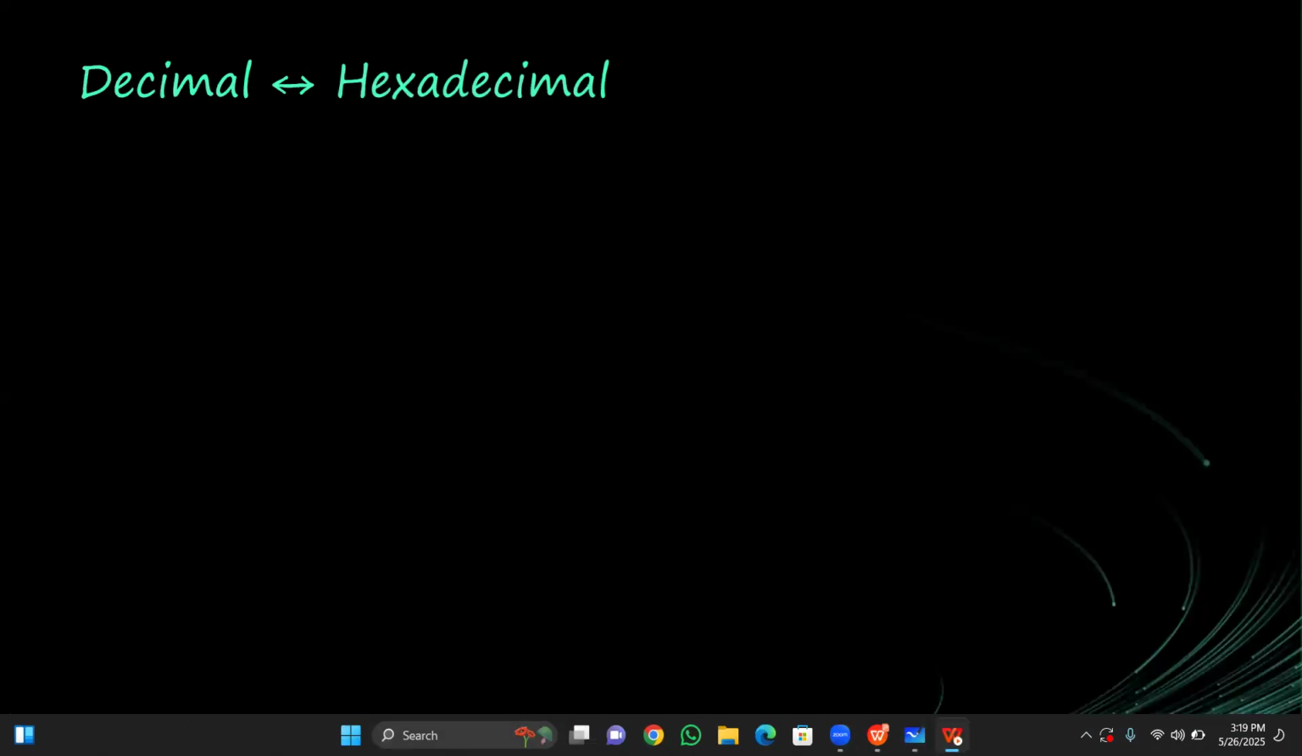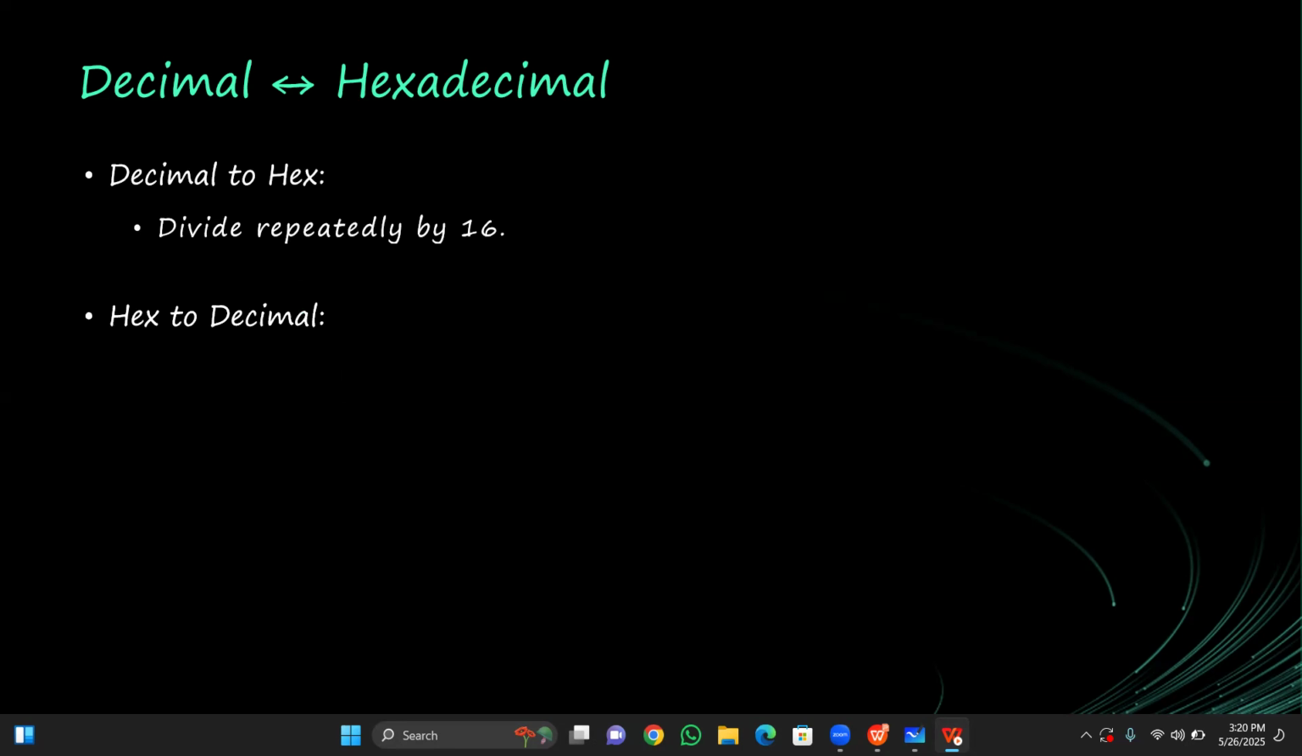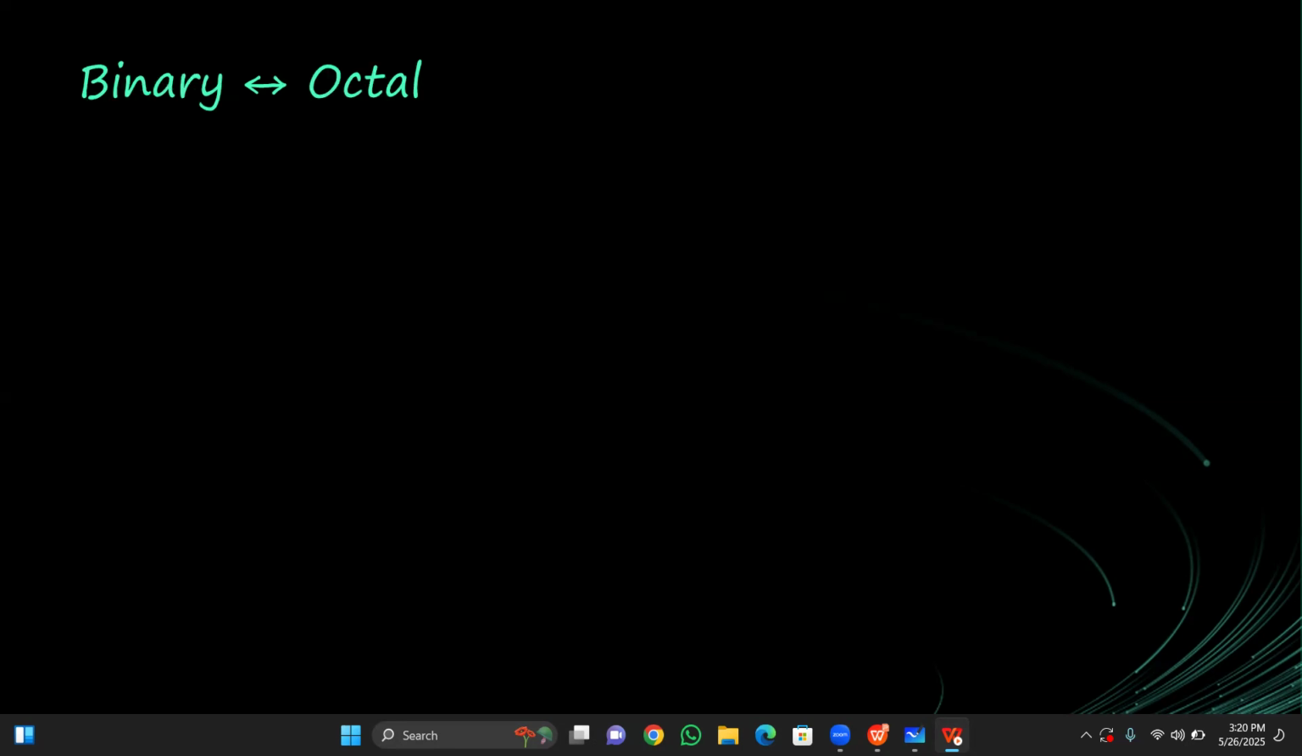Now let's take a look at converting from decimal to hexadecimal. It's basically the same thing. Divide repeatedly by 16 and then go upward. It's just basically the same thing. So how do you convert binary to octa?